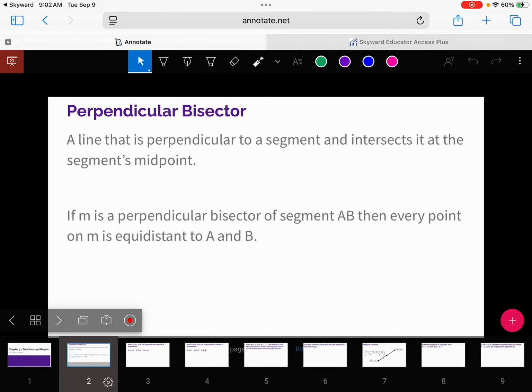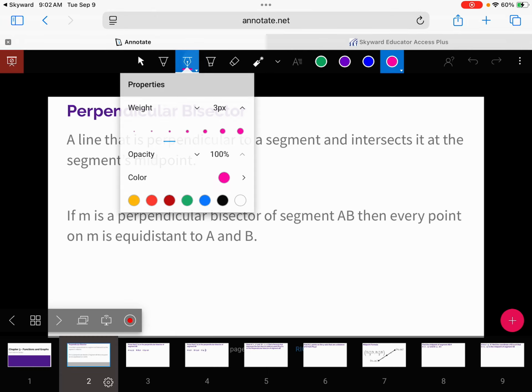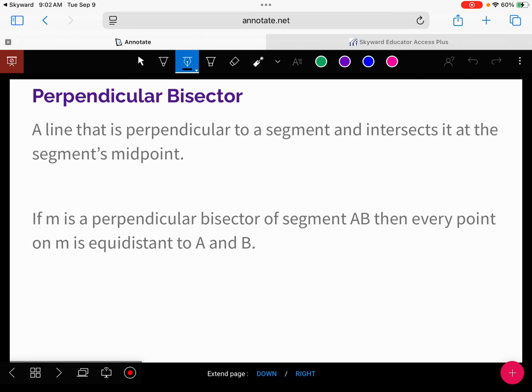Because a perpendicular bisector is where we have a line segment, a segment like this, usually with an A and a B. If we have a midpoint, the line that goes through the midpoint and is perpendicular, that's when we have a perpendicular bisector. Those two pieces would be the same length.